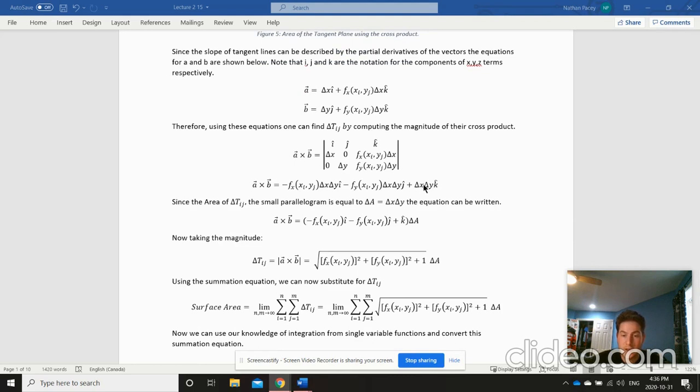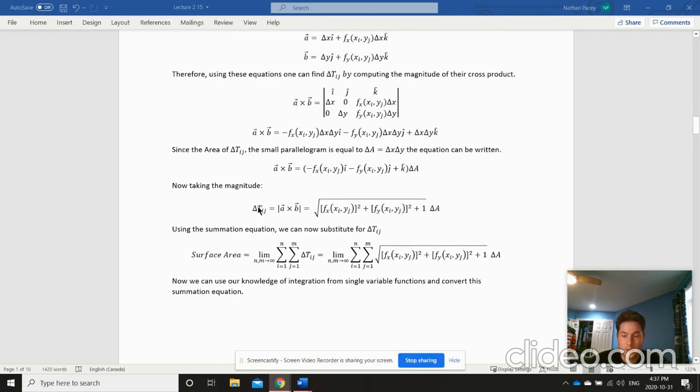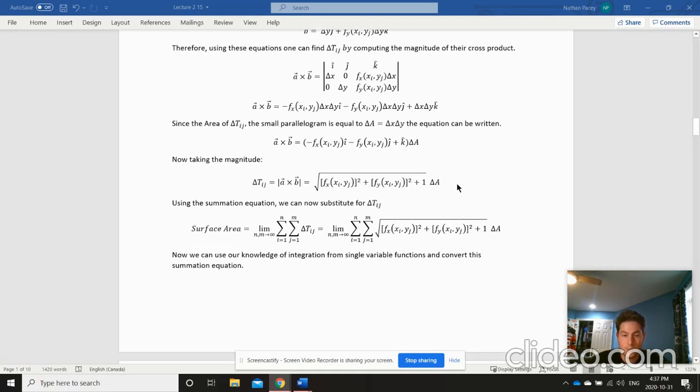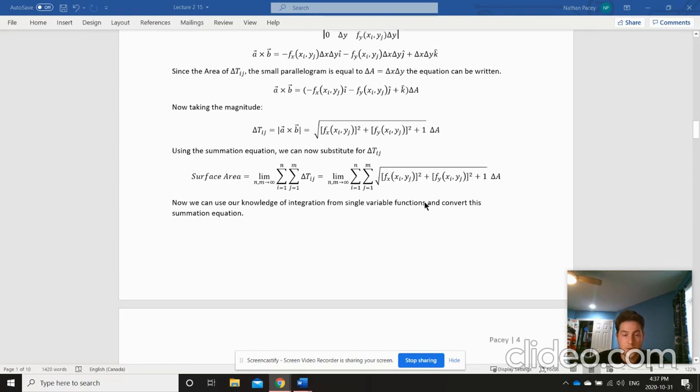And since delta x times delta y is our area, we can simplify it to this equation here. Then, to get delta t, we take the magnitude of it. That is just using the basic Pythagorean theorem: square each component in i, j, and k and take the root. Now that we have an equation for delta t, we can sub that into our limit where n and m approach infinity, and we can see how we get an approximation for the surface area.